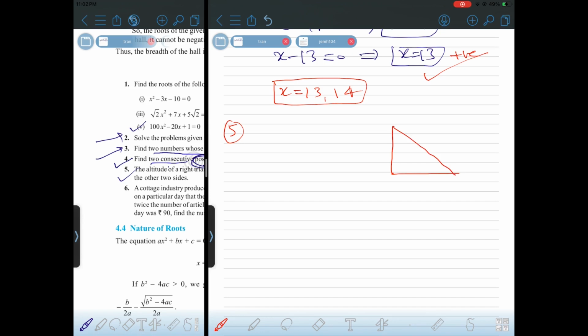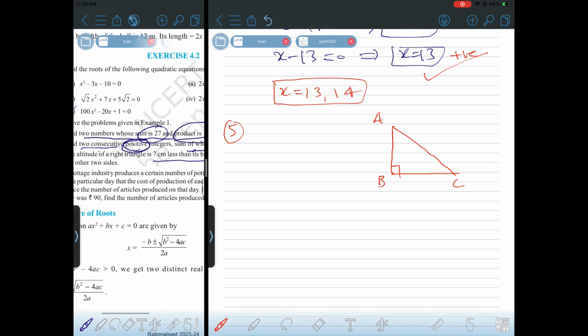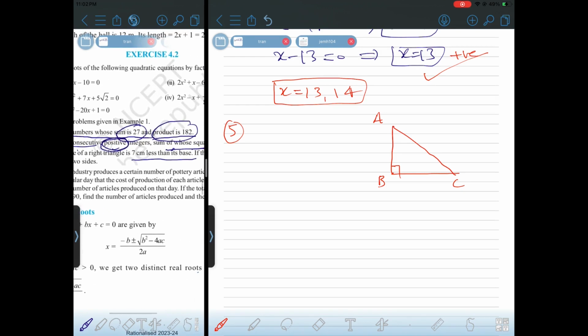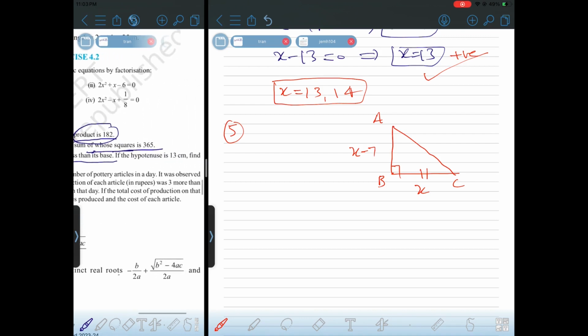Okay, so let me draw a triangle. This is a right angle triangle at angle B. The problem says the altitude of the right angle triangle is 7 centimeter less than the base. So let's assume this is the base. If the length of the base is x, then the length of AB, or altitude, is x minus 7, since it is less by 7 centimeter. And it is also given that the hypotenuse is 13 centimeter.